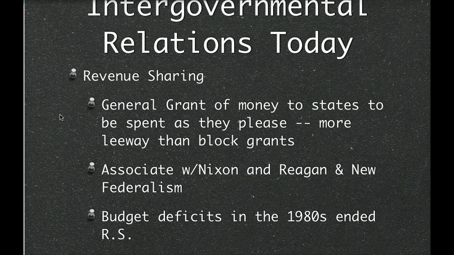But revenue sharing no longer exists because in the military buildup of the 1980s, any revenue that there was to share was gone because we were now running budget deficits. And so therefore revenue sharing means that there's revenue left over after you've paid all the bills. There wasn't any in this case.